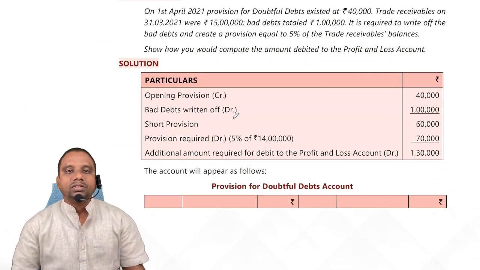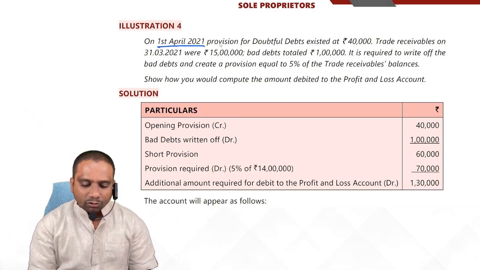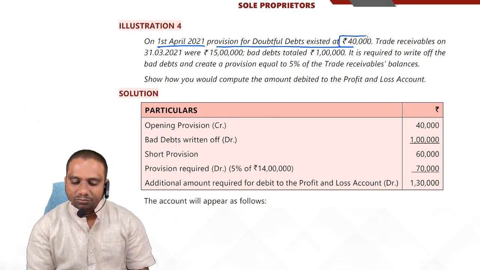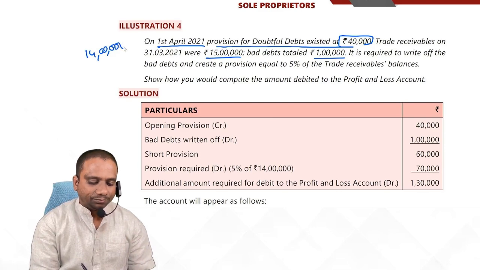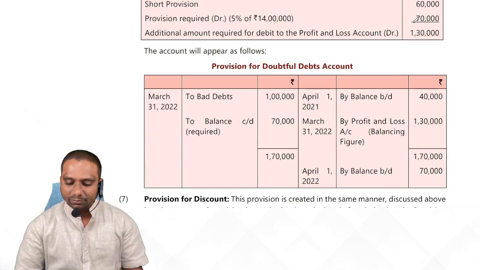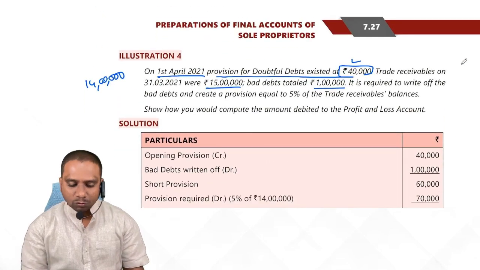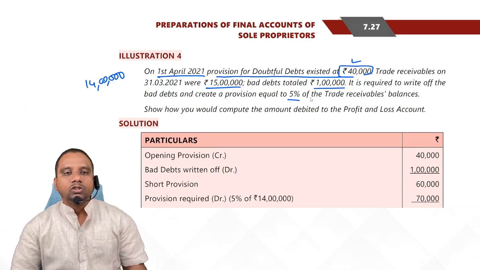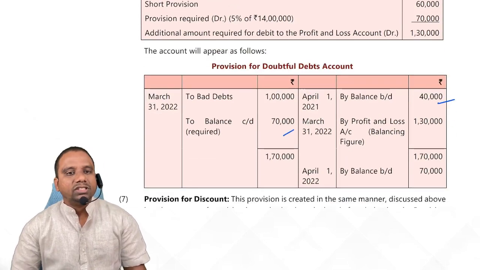Illustration 4, observe. This we have already discussed in the important adjustments concept. Look at 1st April 2021: provision for doubtful debts 40,000, trade receivable 15 lakh, bad debts 1 lakh. So what is the net amount of debtors? 14 lakh. Already we have a provision of 40,000, so provision account credit 40,000. On 14 lakh, how much provision do we have to create? 5%. 14 lakh into 5%, 70,000. This becomes the closing balance in the provision account.